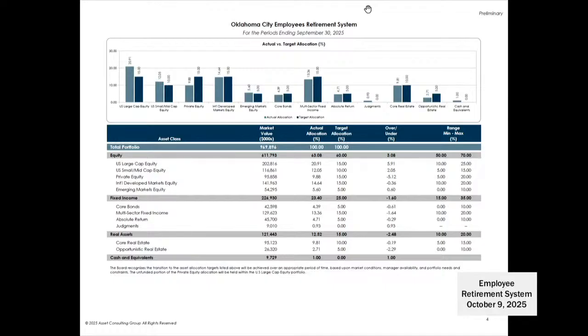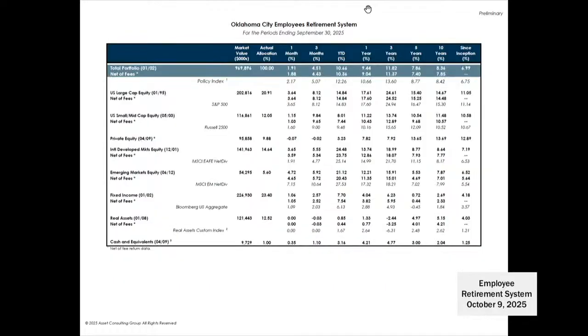Looking at your results on the following page, this is for the quarter end. The portfolio is up 4.5%, or 4.4% on a net fee basis, and up 10.4% on a year-to-date basis. So definitely higher than what we're expecting. Just as a reminder, the portfolio is structured to generate about 7 to 7.5% over a long-term time horizon. So we're above that on a year-to-date basis.